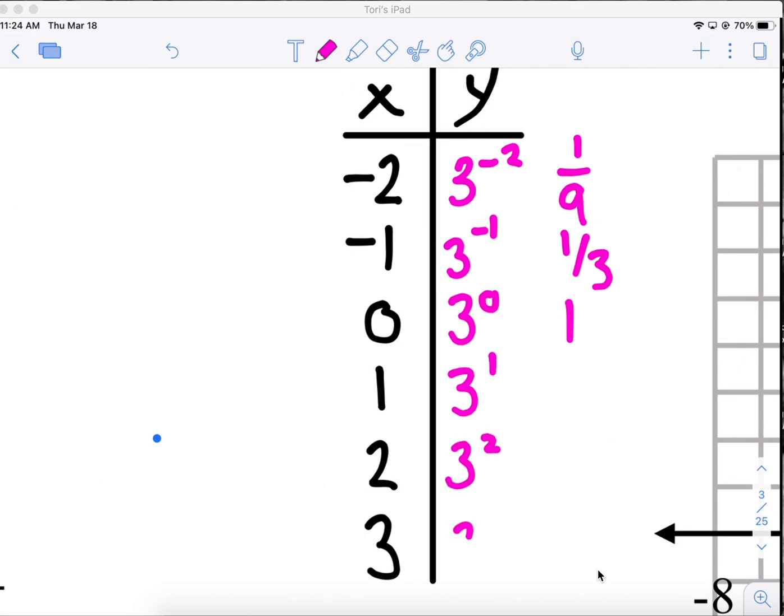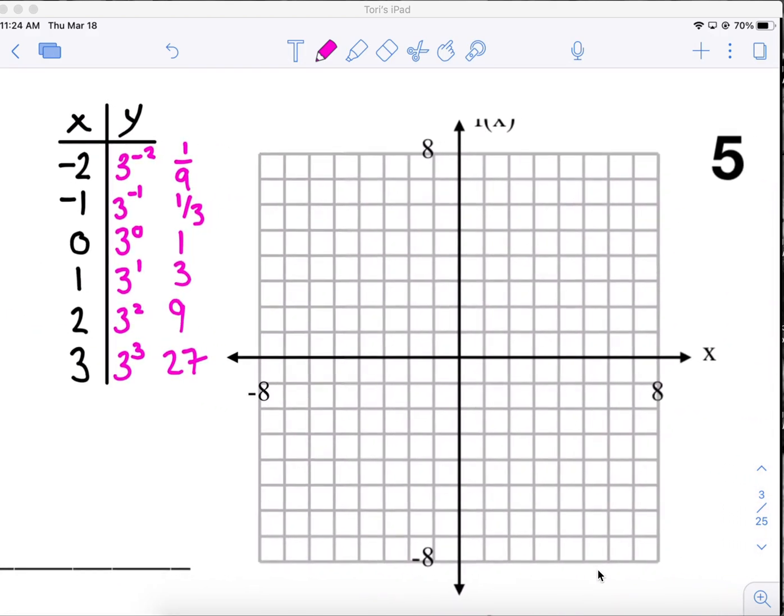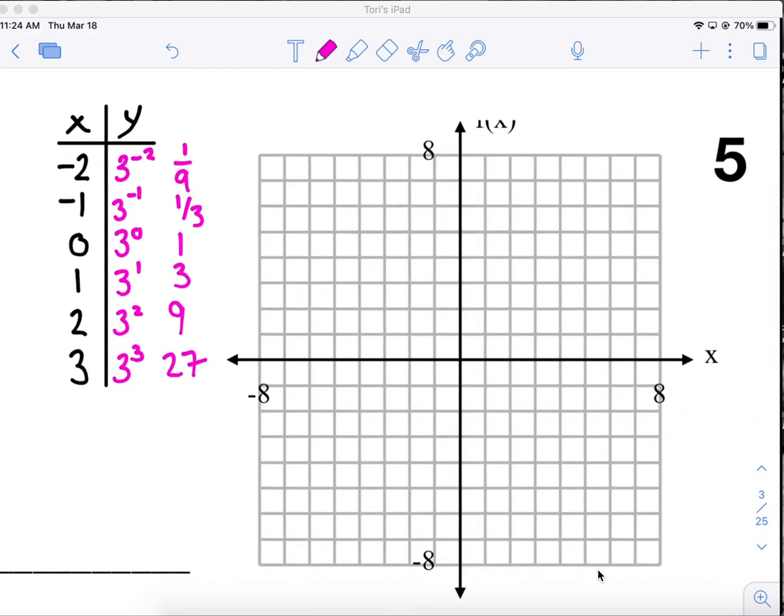3 to the first power, 3 to the third, 3 to the second, and then 3 to the third. So 3, 9, 27. Obviously, 27 won't fit on our graph, but we can graph from there. Okay, so 1/9 is really low. 1/3 is still pretty low. And then we're moving up from there. So we are only going to be able to fit, I'll put 9 on here just because, but we would only be able to fit those 4 dots.